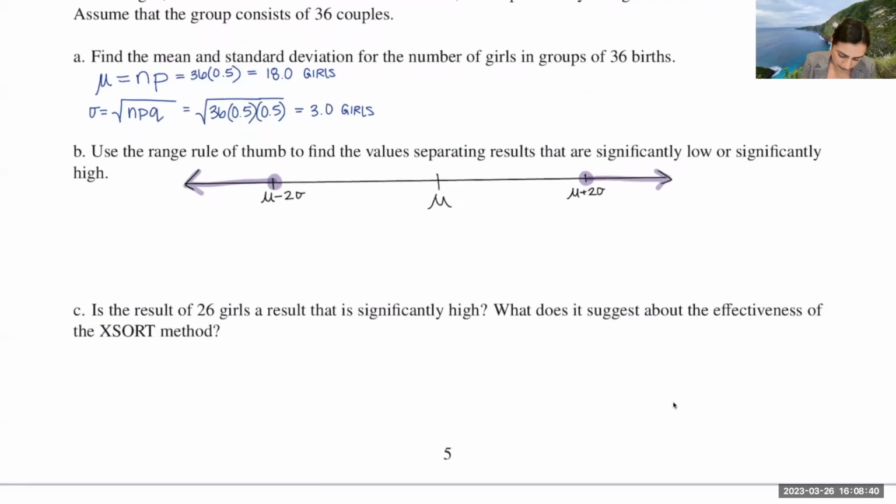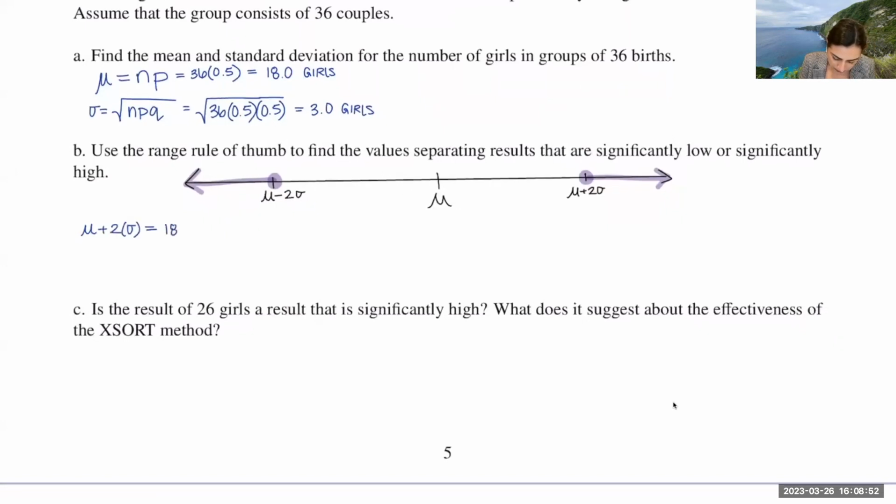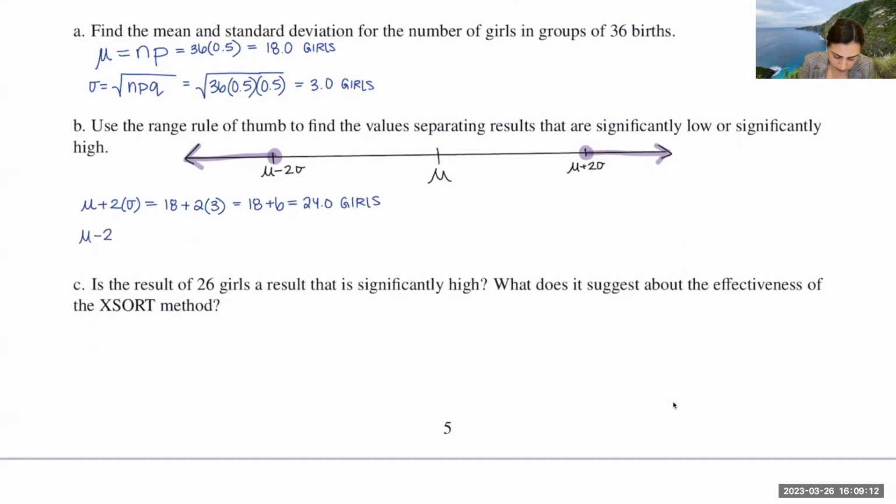So we have mu plus 2 sigma. This is going to be 18 plus 2 times 3, because we know that sigma, the standard deviation, is 3. So we have 18 plus 6, which gives us 24.0 girls. Mu minus 2 sigma is 18 minus 2 times 3, which is 18 minus 6, which is 12.0 girls.